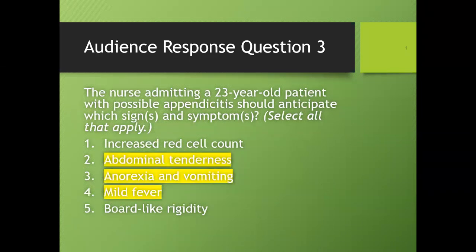Abdominal tenderness, anorexia and vomiting, and mild fever are correct. Why would they have a rigid abdomen? Well, if they had a belly full of blood, they would have a rigid abdomen. Let's hope that's not the case with a possible appendicitis. And then we'd see an increased white blood cell count, potentially not an increased red blood cell count.